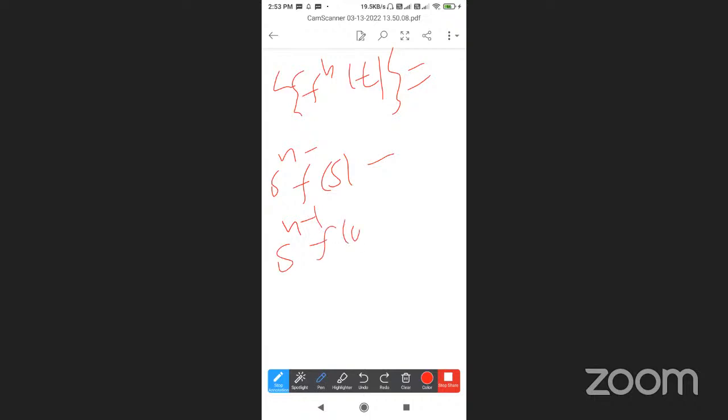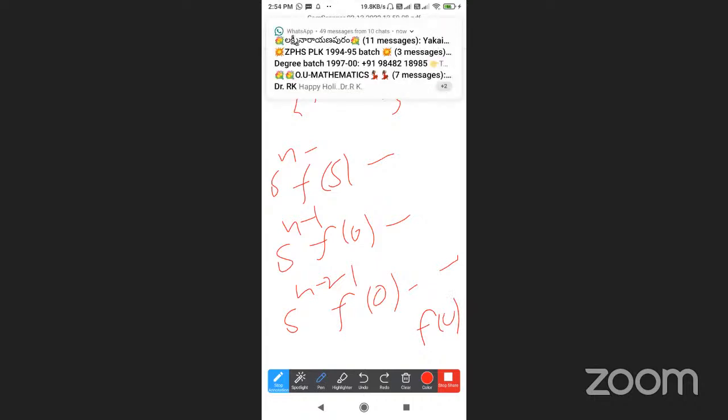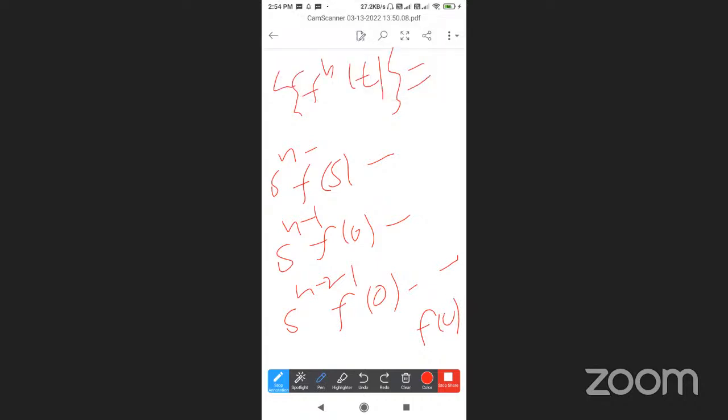If you apply the nth derivative formula, the Laplace transform of the nth derivative of f(t) is s^n f bar of s minus s^(n-1) f of 0 minus s^(n-2) f dash of 0, and it continues. The last term is f^(n-1) of 0. This is the formula. For n equal to 1 we get the Laplace transform of the first derivative, n equal to 2 the second derivative, n equal to 3 the third derivative, n equal to 4 the fourth derivative.